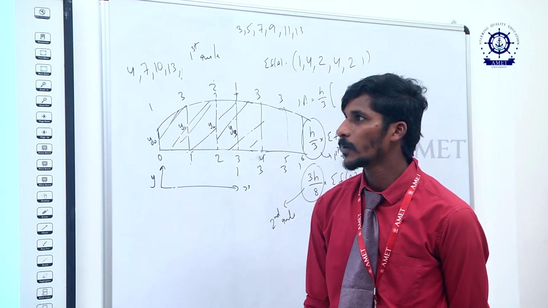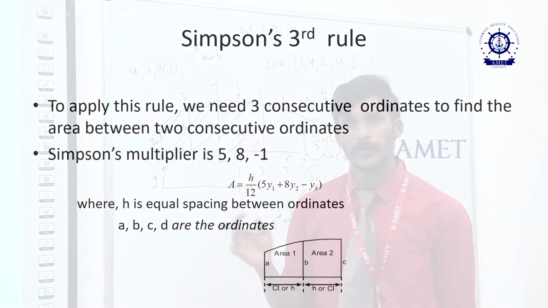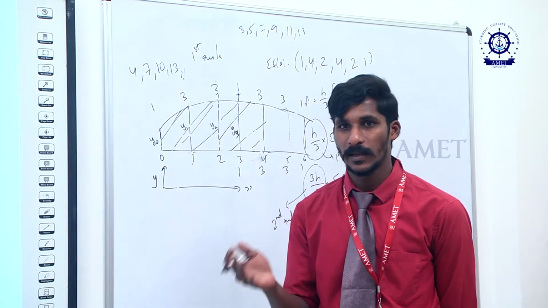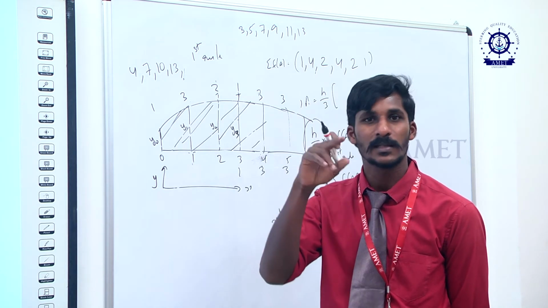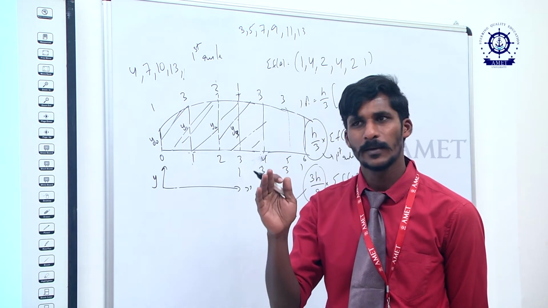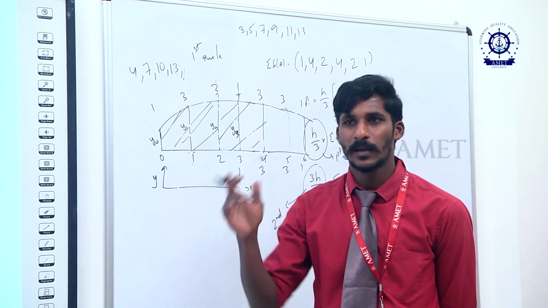Now if you look at Simpson's third rule, it is totally different from the first rule and the second rule. For example, the first rule we applied for a minimum of 3 ordinates, so based on the 3 ordinates we found the area under these 3 stations. In the same way, when you see the second rule, it has to be defined that you have 4 ordinates.